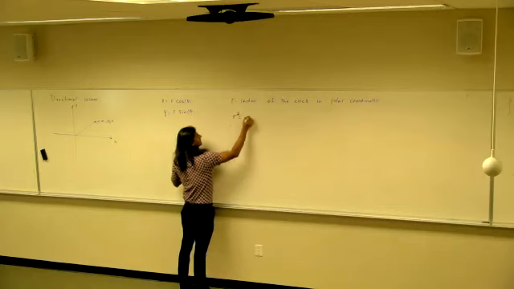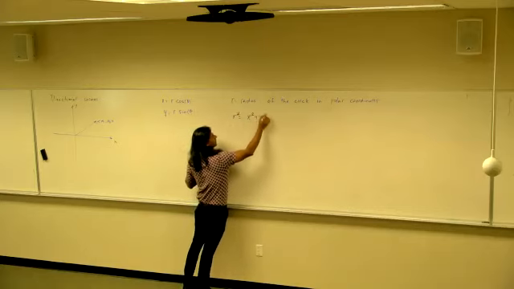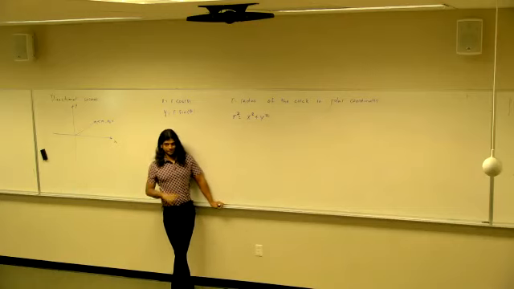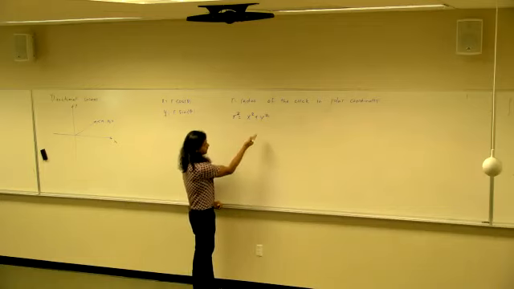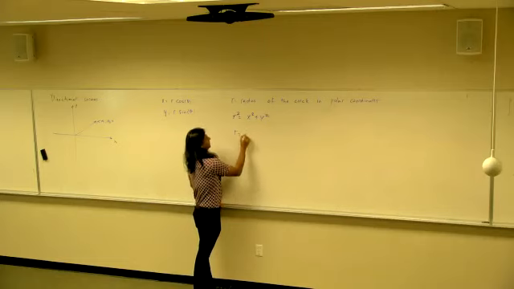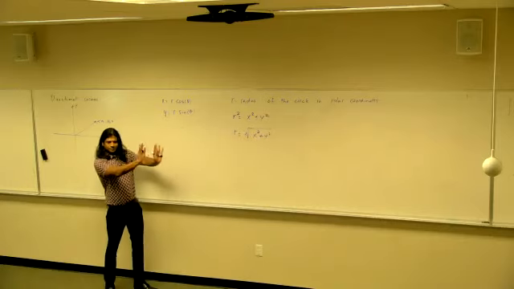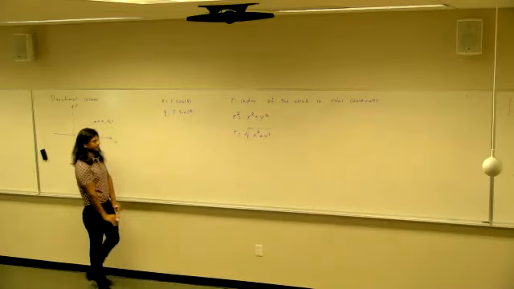r squared is x squared plus y squared. You should know this because we covered it here. That is the equation of a circle, right? Which would mean r is the square root of x squared plus y squared, all in the polar system.